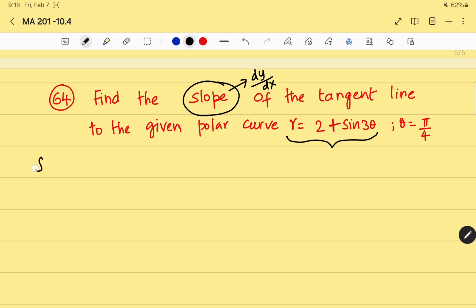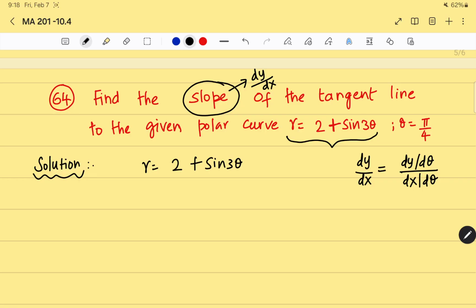Right. So let's take the equation r is equal to 2 plus sine 3 theta. Before that, let me go to the formula for dy by dx. The formula which I gave in the beginning of the video is dy by dx is equal to dy divided by d theta divided by dx divided by d theta. So I need to find dy by d theta and dx by d theta. If I want to find dy by d theta, I need an equation y equals, and if I want to find dx by d theta, I need an equation x equals. So where is the equation? We have the equation r is equal to only. So how can I bring the equation x equals, y equals?